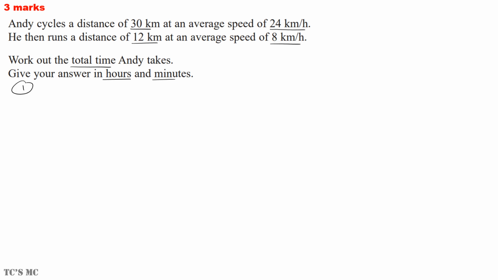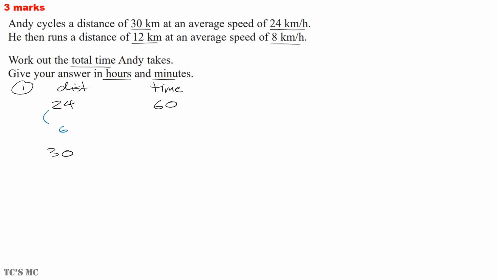For step 1, I am going to work with the cycling part. We have distance and we have time. If his speed is 24 kilometers per hour, that is 24 kilometers in 60 minutes. He is cycling for 30 kilometers. We need to think of a number that is a factor of 24 and 30. I can think of 6.